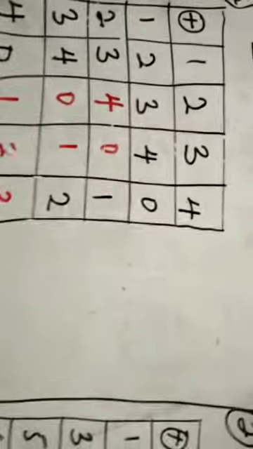Let's get a question first before we start solving the problems over here. So here comes the question. It says, copy and complete the tables for the addition and multiplication in modulo 5. Right? They say you should copy and complete the table.